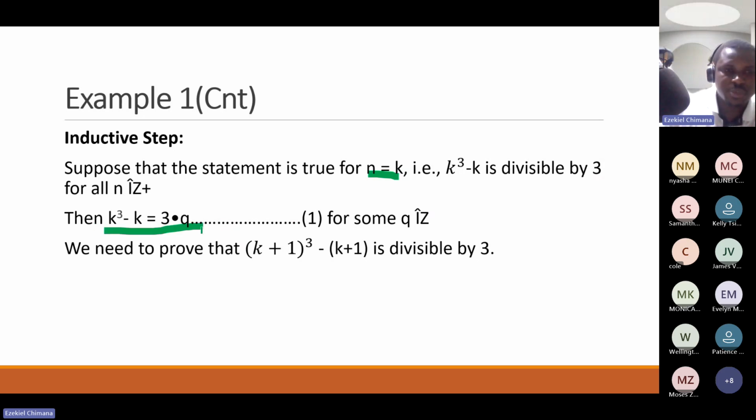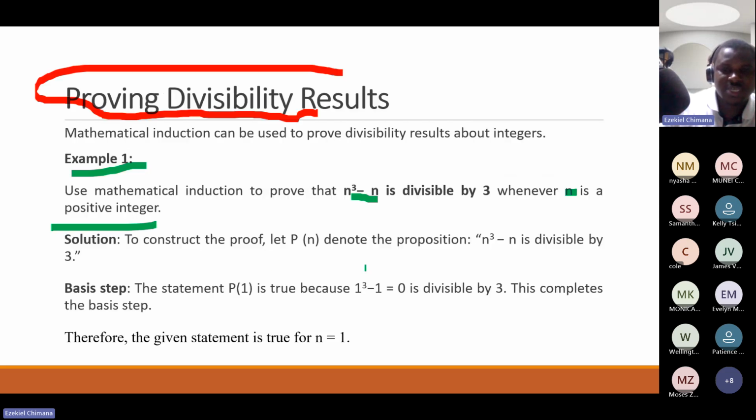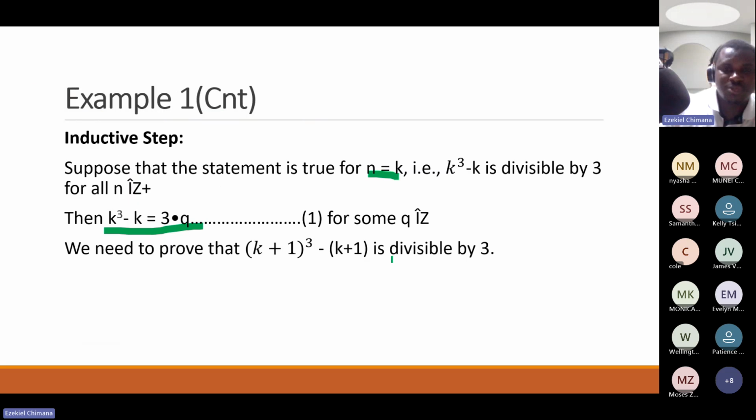That's how you do it. You need to use this equation on the inductive step. So on the inductive step, we need to prove that if it is true for k, it must be true for k plus 1. So we need to prove that (k+1)^3 minus (k+1) must be divisible by 3. That's what you need to prove.